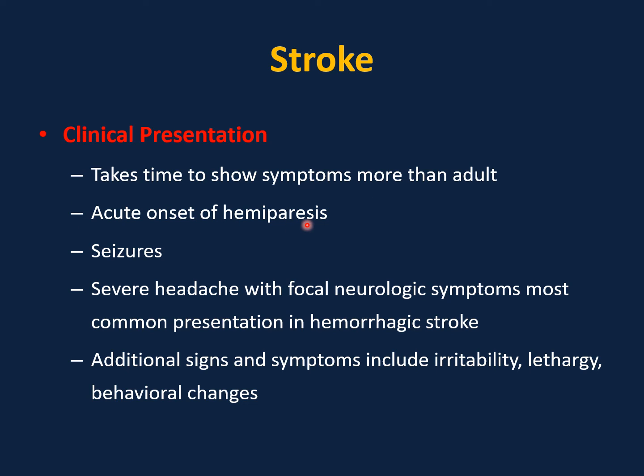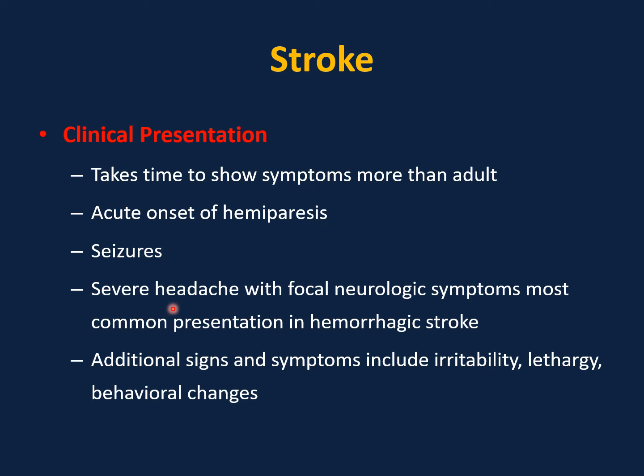Acute onset of hemiparesis or weakness on one side of the body is classic. Seizures can be the presentation, so you should keep stroke in your differential when a child presents with a new onset seizure. Severe headache with focal neurological symptoms, or if the child says, "This is the worst headache of my life," this is a clue for you.